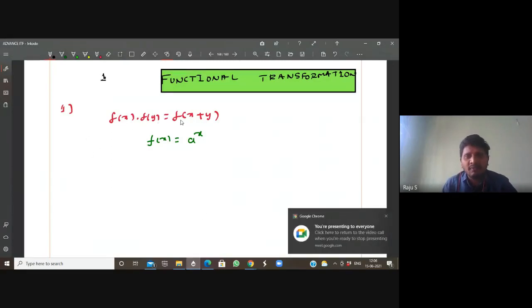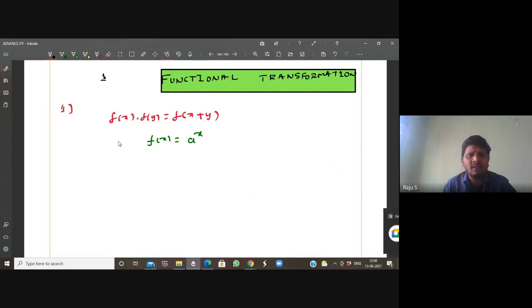So f of x into f of y is equal to f of x plus y when f of x is equal to a power x. You can see here a power x into a power y is equal to a power x plus y, yes, we can write. And also, second one, f of xy is equal to f of x plus f of y. So for what function which satisfy this condition?